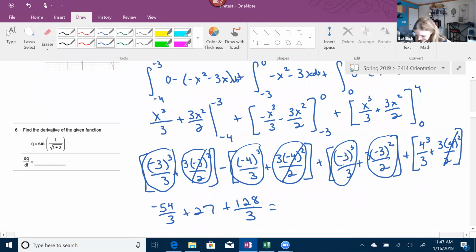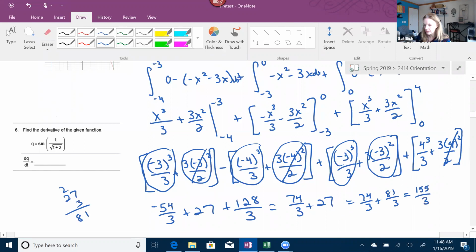So 128 and negative 54 is 74. 74 thirds plus 27. And 3 does not go in, so you have to compute that. 27 thirds, so 27 times 3 is 81. So you're going to have 74 thirds plus 81 thirds, which is 155 thirds. Okay?